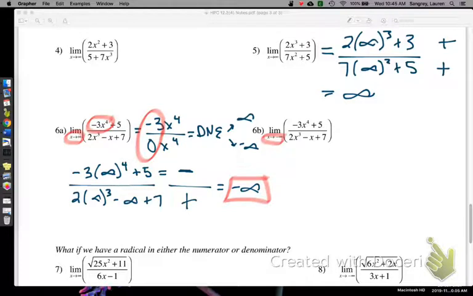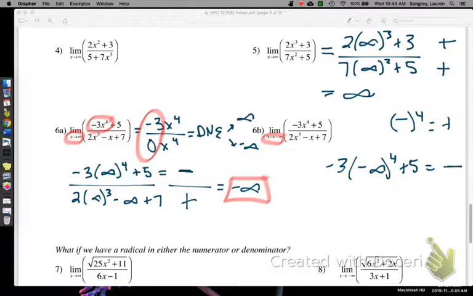Okay, so part B is the same situation, except we're going to negative infinity. So I'm going to show you the direct substitution trick here again. This time, I have negative 3 times negative infinity to the fourth power plus 5. So a negative infinity to the fourth power is going to be a positive value. If I take a negative to the fourth power, it's going to be positive. But then I'm multiplying by a negative 3. So now my value just got really negative, and adding a plus 5 is not going to change that.